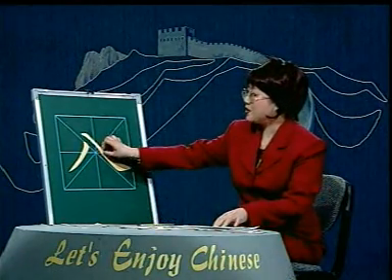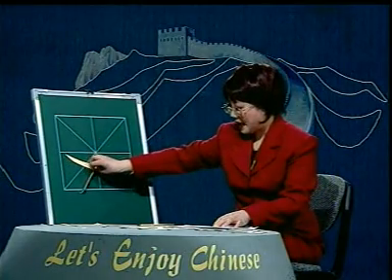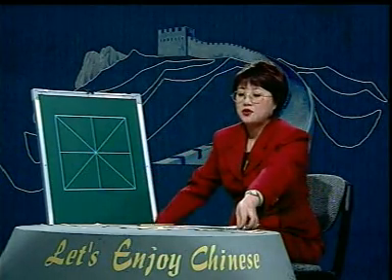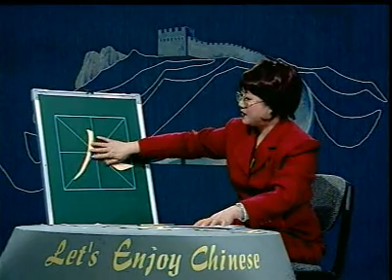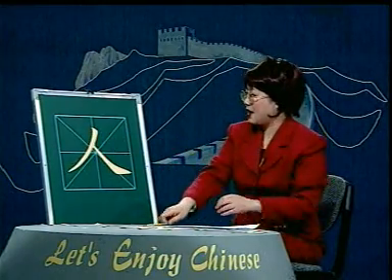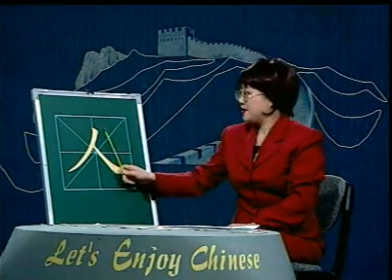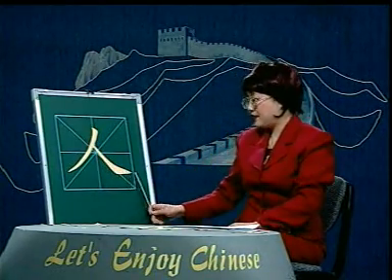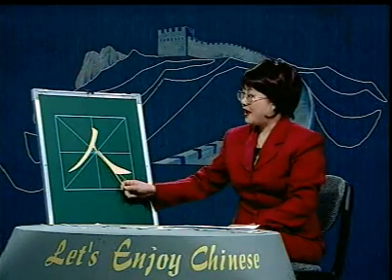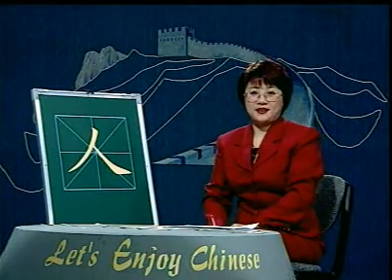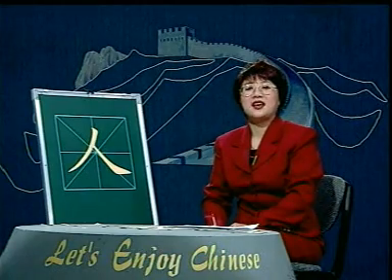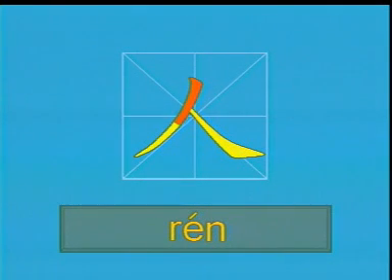Now, next character, if we join the two strokes it changes into another character. Now you see, there are two strokes, 撇 and 捺, and they joined together. And it is 人, it means people or person. 撇 捺 人. 人.